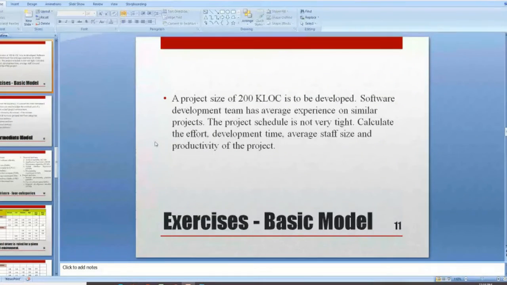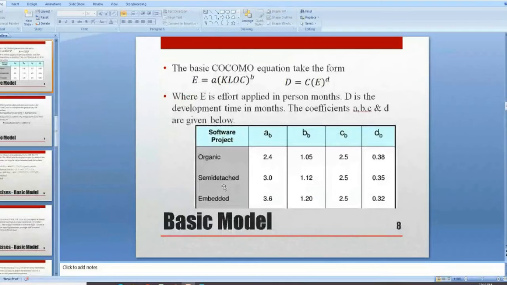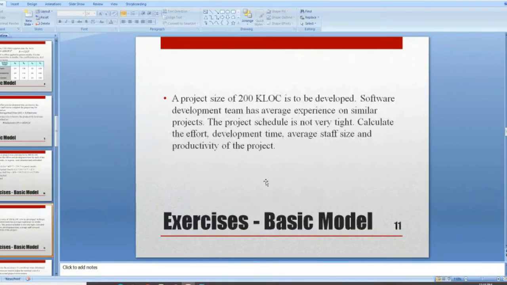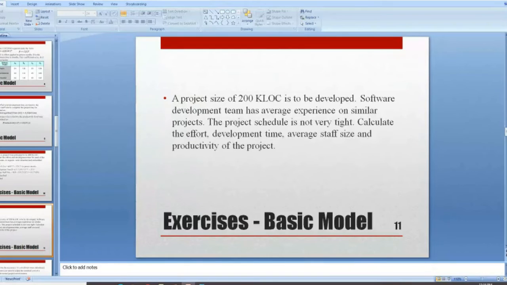So here, very simple. This is a semi-detached software project. So you have to take these semi-detached values, right? So please try it at home, right? And you can calculate the effort, development time, average staff size, and productivity of the project. Like this, we have calculated, right? Likewise, you have to calculate for this particular example also. Okay.